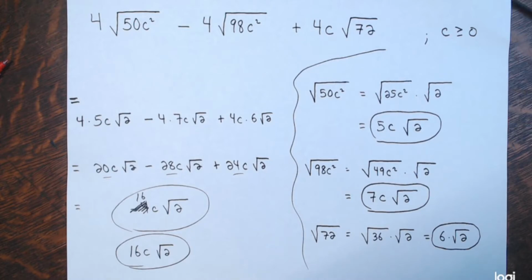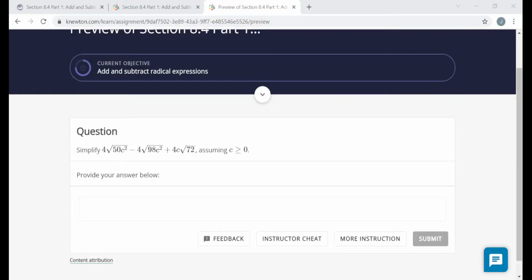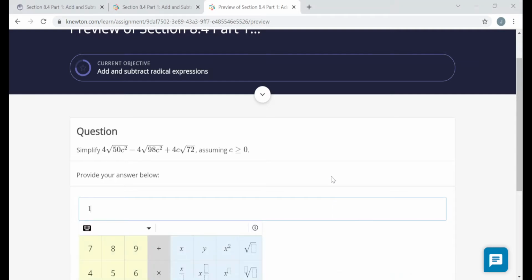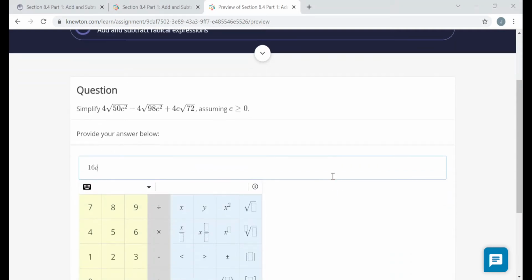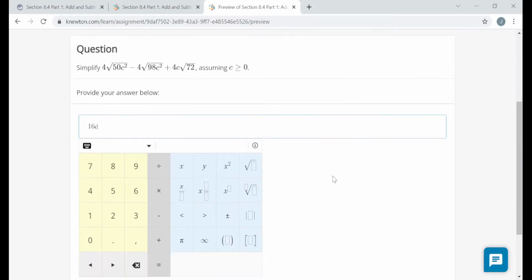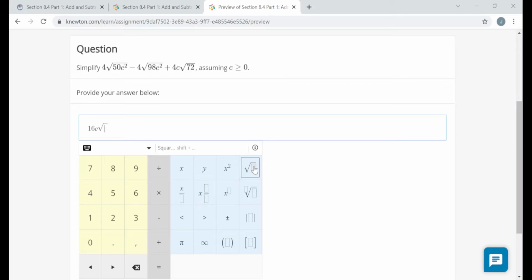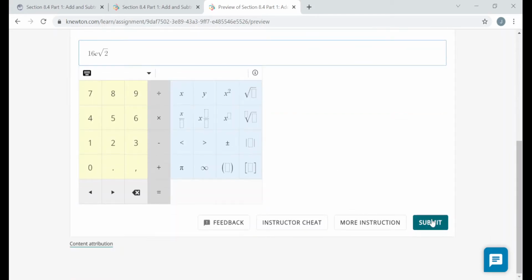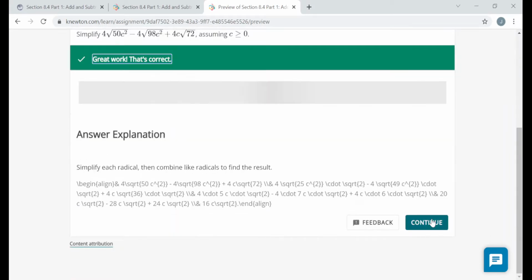Okay, let's go back and enter this. So we have a 16c. Be careful with the letter, right? Don't put an X or something. They got c in the problem. Times the square root of 2. And that should be good. Great.